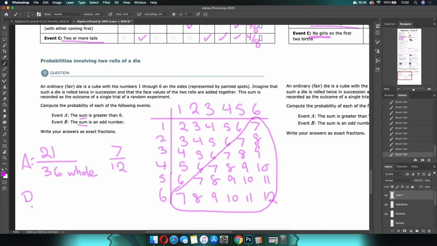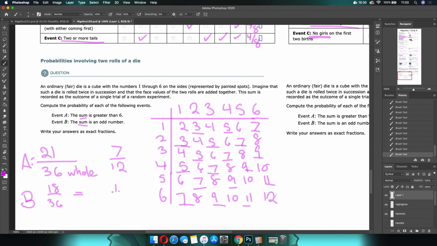What is B? So let's see here. Let's erase this for a second, or at least get most of it off. Sum being an odd number. So 1, 2, 3, 4, 5, 6, 7, 8, 9, 10, 11, 12, 13, 14, 15, 16, 17, 18. 18 out of 36, which simplifies to 1/2. That's all you're doing for this, okay?